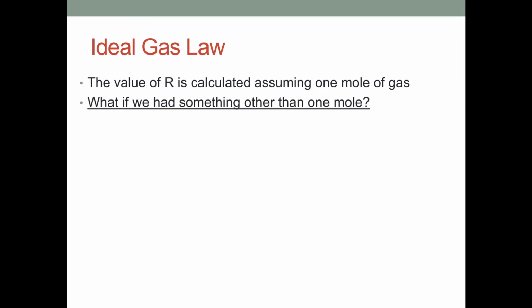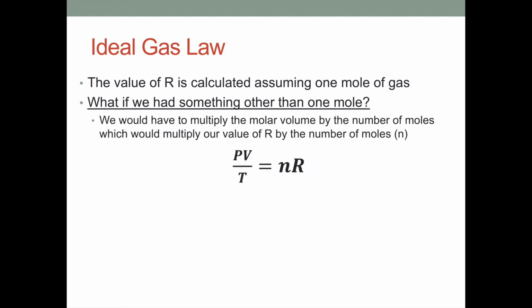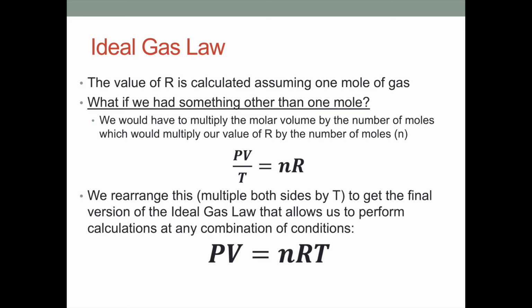But what if you had something other than 1 mole? Well, using what we know about dimensional analysis, we would have to multiply the molar volume by the number of moles, which would multiply our value of R by the number of moles, which is represented by a lowercase n. We don't use m because m looks like mass, so for moles we'll use n. Now if we rearrange this, we'll multiply both sides by T to get the final version of the ideal gas law that allows us to perform calculations of any combinations of these conditions. It's PV equals nRT. This is the final famous version of the ideal gas law, and it's affectionately referred to by chemists all over the world as PIVNERT.